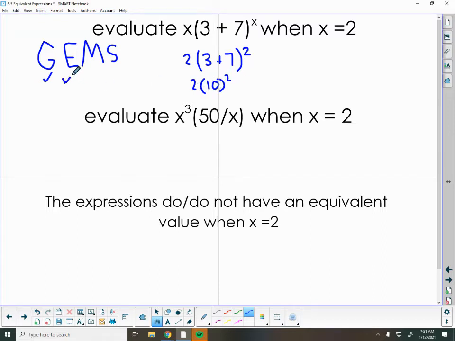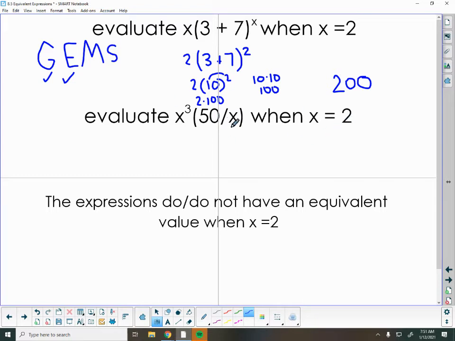So now we're going to use our exponents. So this does not mean 10 times 10. So write out, what does 10 squared look like? That problem is 10 times 10. We have 10 2 times. So 10 times 10 is 100. So now we have 2 times 100 is 200.